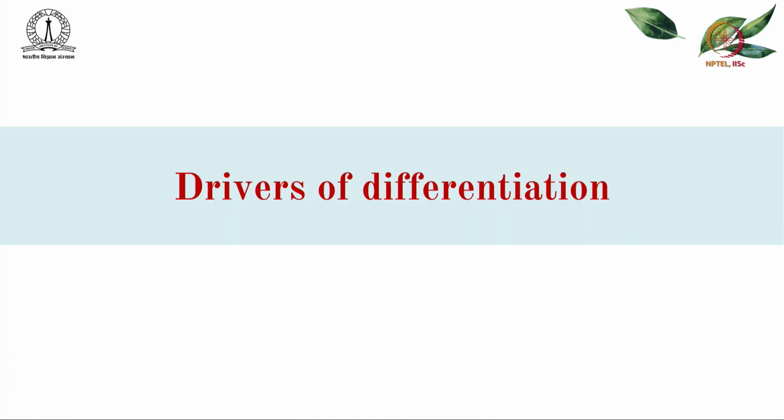Now, these are the measures that help us understand the degree to which 2 areas might be different from each other in terms of the species composition.